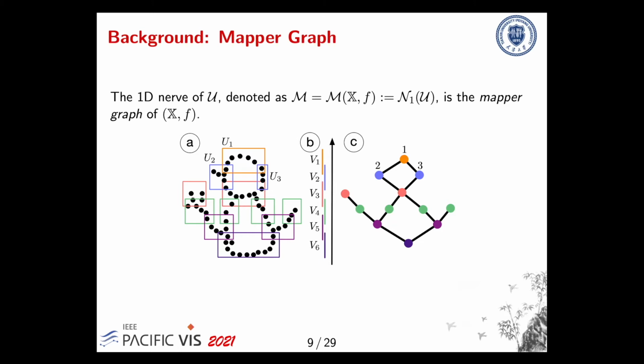Now let's go back to this figure. We can see that in figure B, the point cloud is equipped with a height function, and the cover elements from V1 to V6 form the cover of this height function. To find the cover of the point cloud, we first need to identify all points belonging to each Vi, and then we apply the clustering approach to obtain clusters. Such clusters then form the rectangles in A, which are the cover elements of the point cloud. And the 1D nerve shown in C is then the mapper graph of the point cloud.